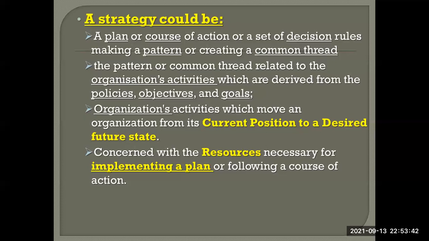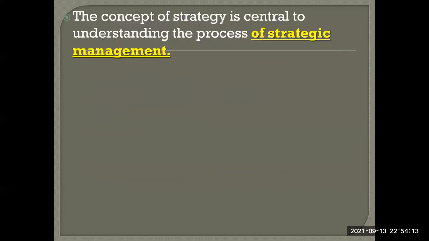When you use 2 hours of labor and you produce 5 units or 6 units when the target is 2 units, you increase the production by 200%, 250%, 2.5 times or 2 times or 1.5 times, then it can be called a strategy. The concept of strategy is central to understanding the process of strategic management. So until and unless you understand strategy, you cannot understand strategic management.